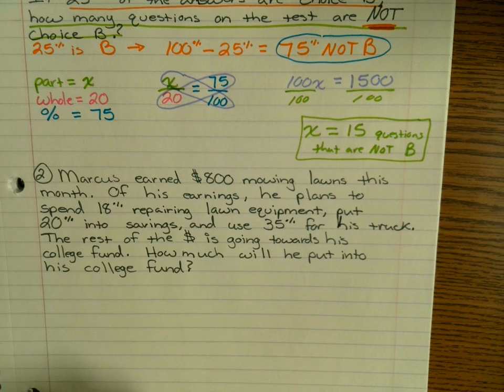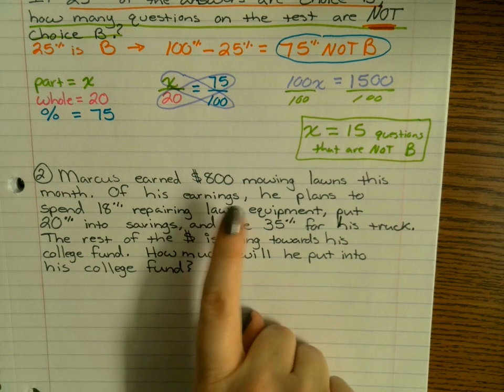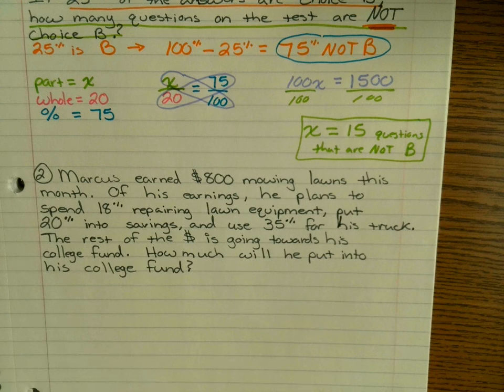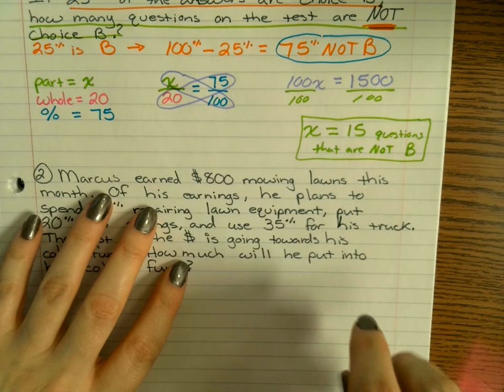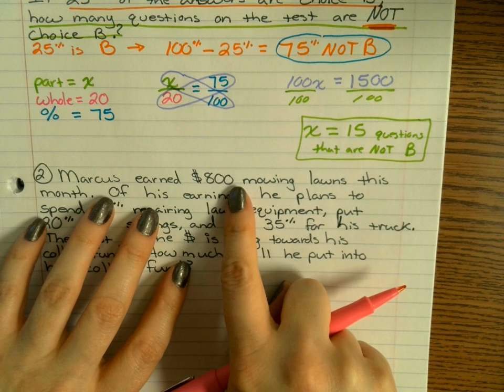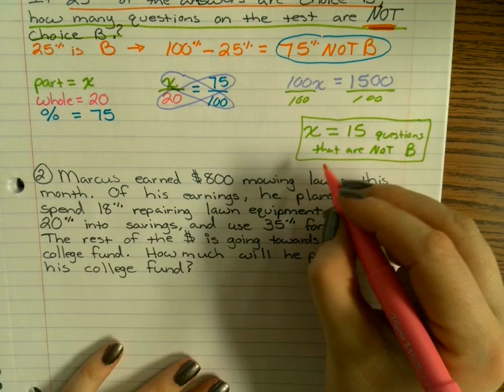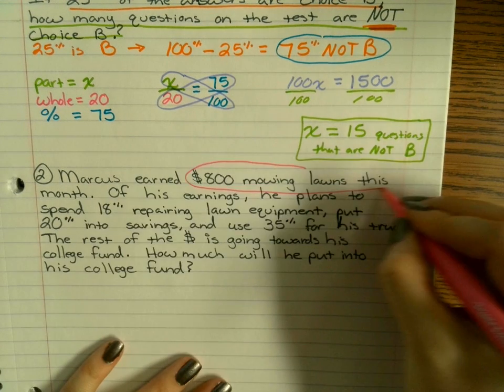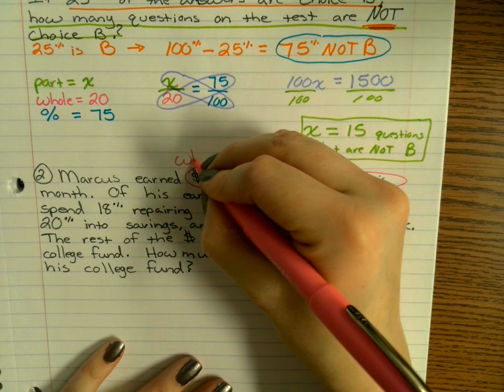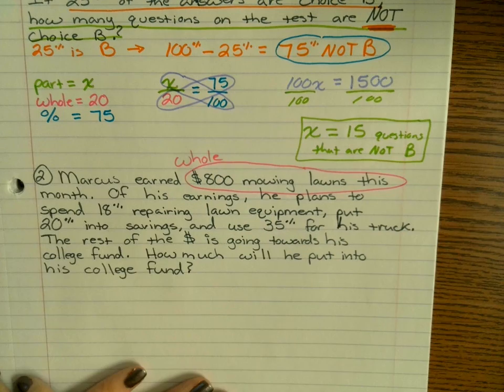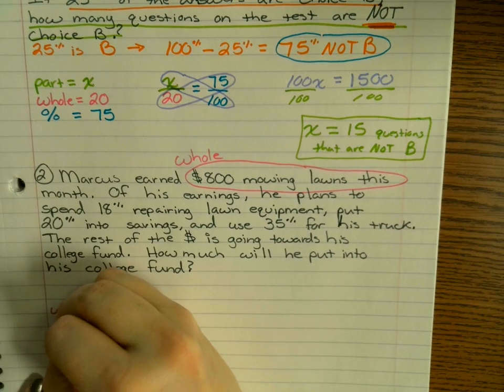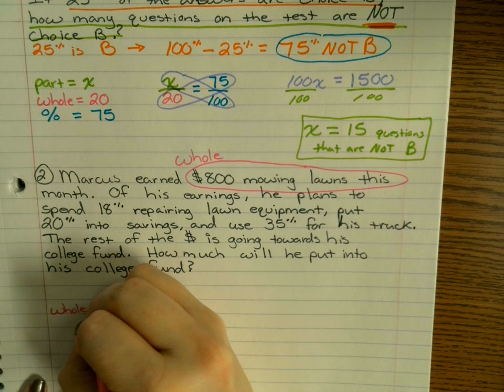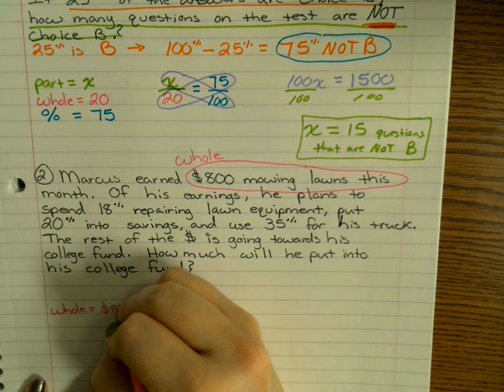All right, so Marcus, again, he earned $800. That he has earned, that's going to be his total. That's his monthly earnings. This right here is his total, so that's going to be the whole for the problem. So right off the bat, I know that the whole is going to be $800. So I'm going to put 800 for whole.